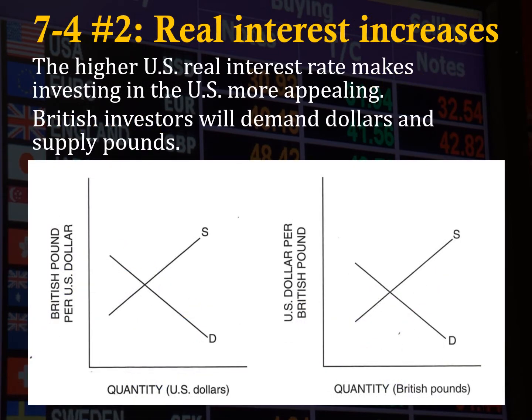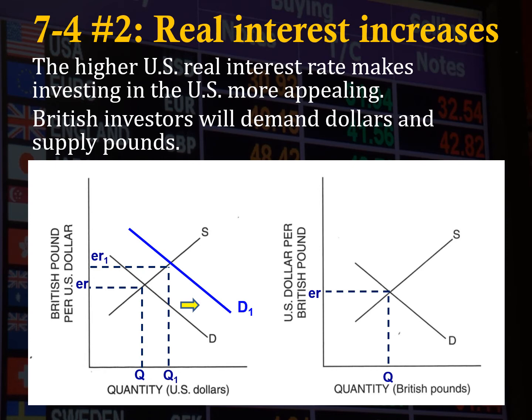Okay, example 7.4, number 2, we're going to look at a real interest rate increase in the United States relative to Great Britain. So now the higher U.S. real interest rate makes investing in the U.S. more appealing. British investors are going to want to invest in American assets. So to get those American assets, they need to exchange their pounds for dollars. So that's going to increase the demand for U.S. dollars from the Brits, causing the dollar to strengthen. To get those dollars, they're going to have to supply their pound sterling. That's going to increase the supply of pounds, and that's going to decrease the exchange rate for the British pound sterling.